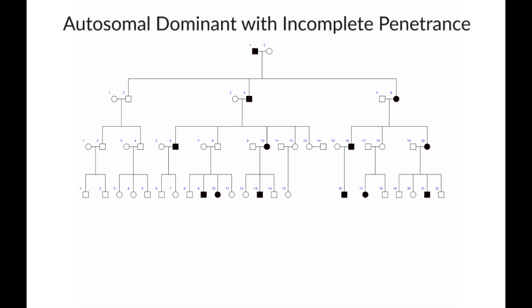Here is an example of autosomal dominant with incomplete penetrance, and this can be inferred from the fact that this individual must have inherited this gene from her mother because she passed it to her daughter, and yet she is phenotypically unaffected.